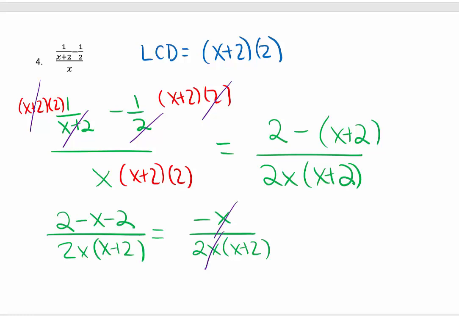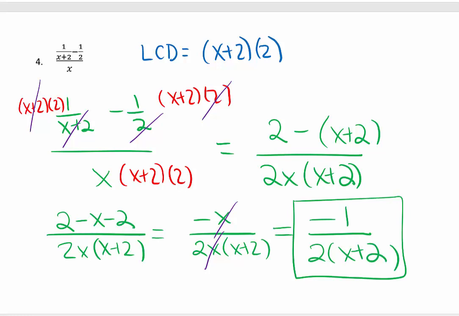Finally, I look for common factors, and I see one this time. I actually have a common factor of x. If I cancel that out, I'm just left with a negative 1 in the numerator and a 2 times x plus 2 in the denominator.